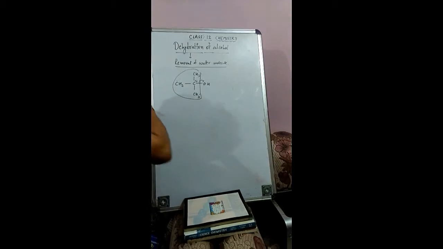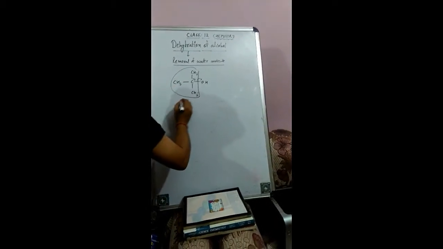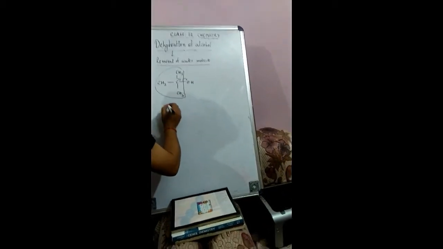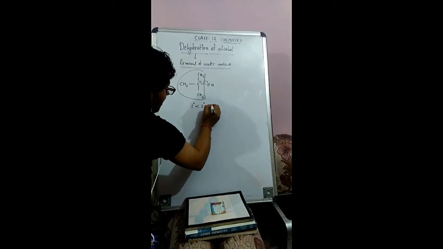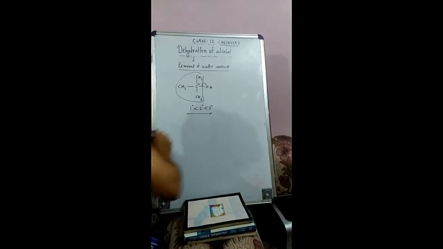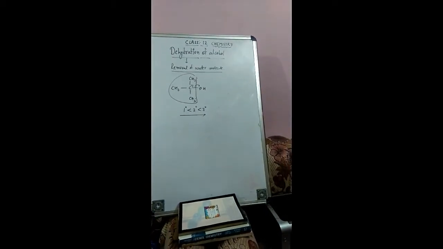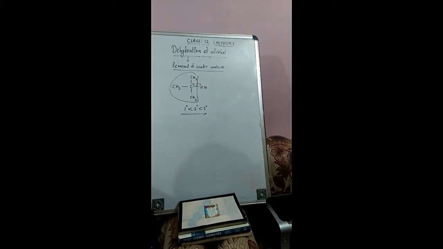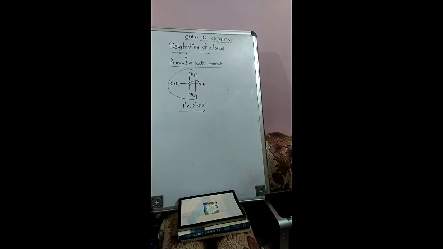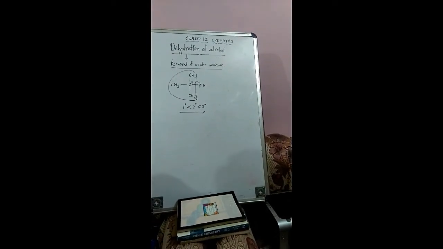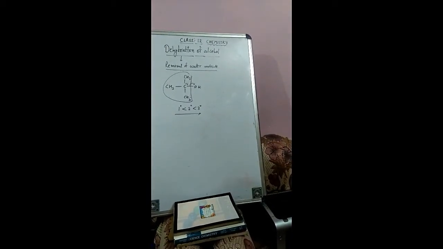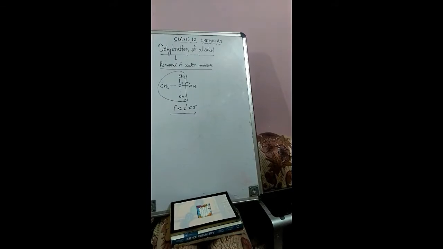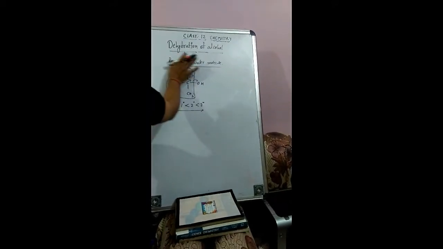So in the increasing order of stability, primary, secondary and tertiary, this is the order of the dehydration reaction given by the alcohol molecule. Now we will discuss the very simple mechanism of the dehydration of alcohol. How can we explain the mechanism of dehydration of alcohol? You can check it here.